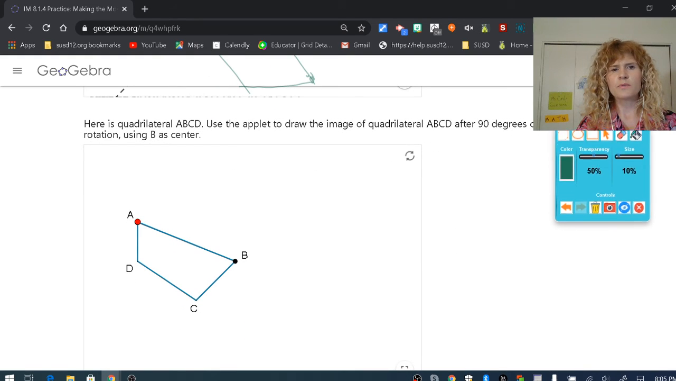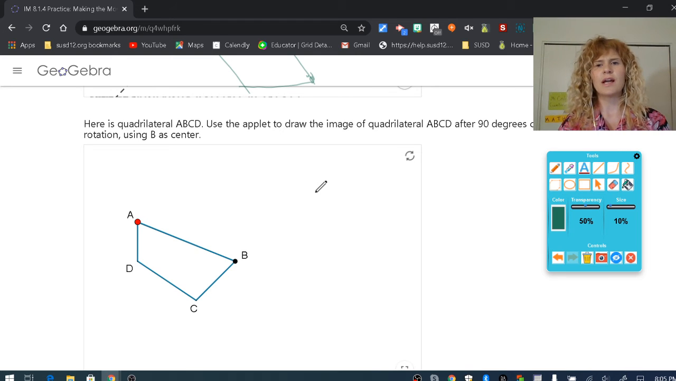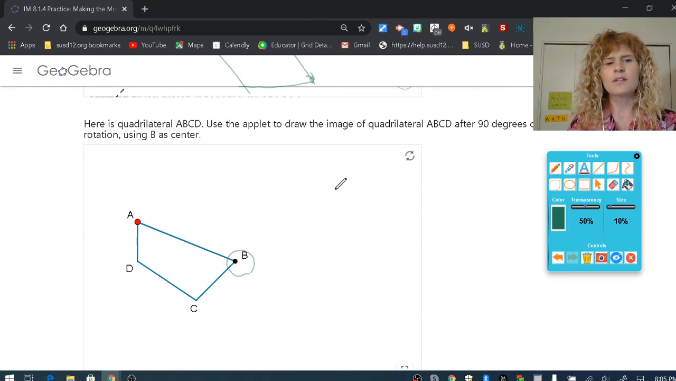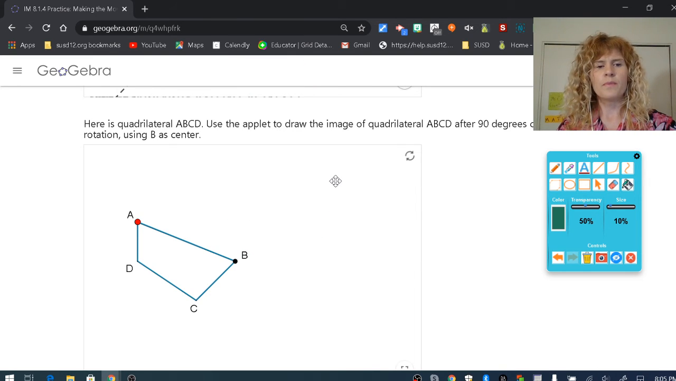Here is quadrilateral ABCD. Use the applet to draw the image of quadrilateral ABCD after 90 degrees clockwise rotation using center B. We're using center B, and we're going to go 90 degrees clockwise. Well, how do you know where 90 degrees would be? You'll need to estimate that on your own.